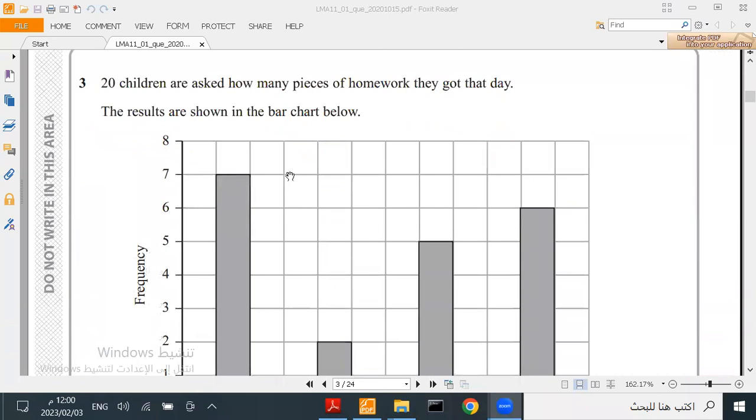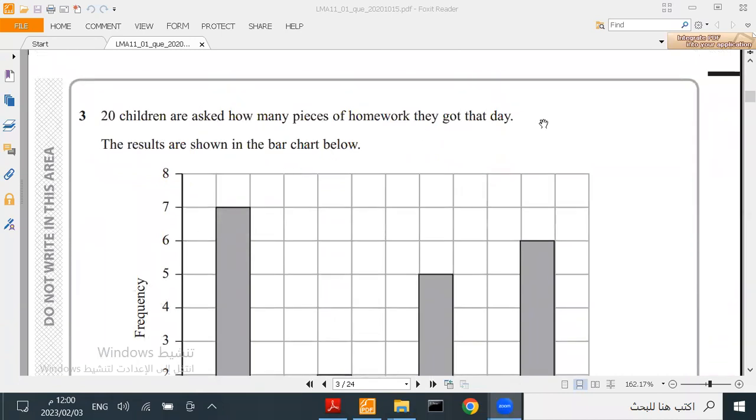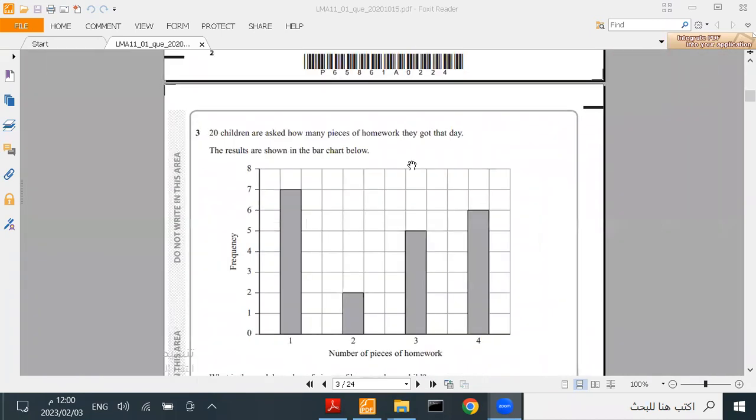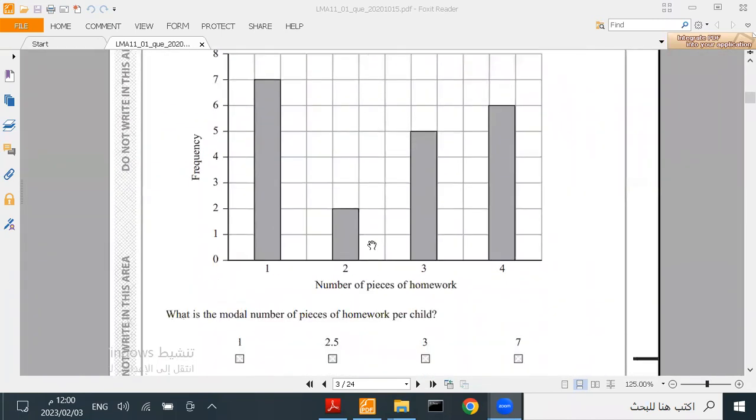20 children are asked how many pieces of homework they got that day. The results are shown in the bar chart below. What is the modal number of pieces of homework per child? The modal number is the highest frequency. Which one is the highest frequency? It's 1. You get the idea? Which one is the highest?